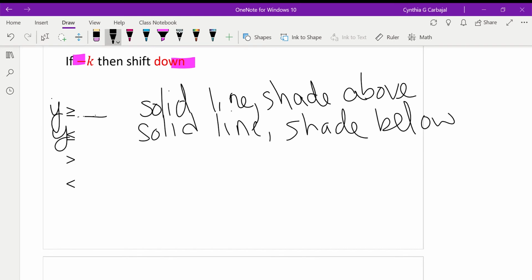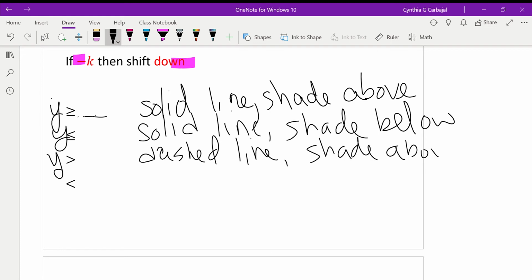Then we have the greater than sign, which is just greater. If it does not have the little line underneath, then it's not greater than or equal to. So it's just greater than, so it's a dashed line because it's not including any of the values in the line. So you just have a dashed line, and it's still greater than, so you shade above. And lastly here we have y is less than, so it is still a dashed line.